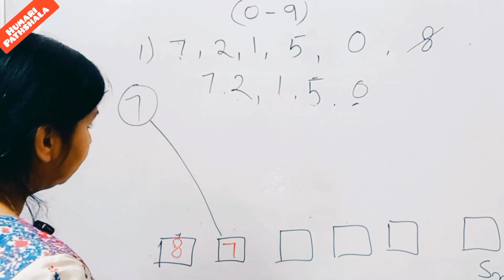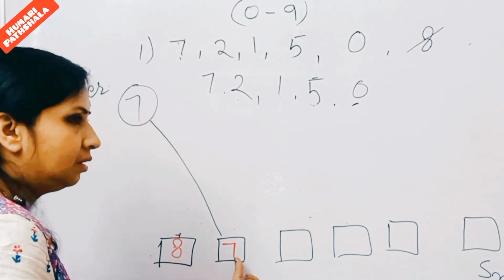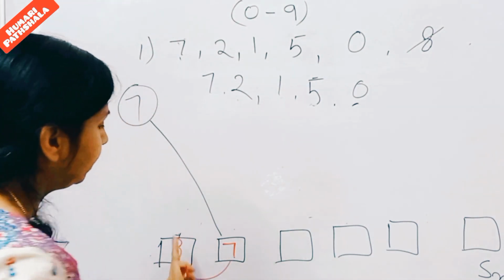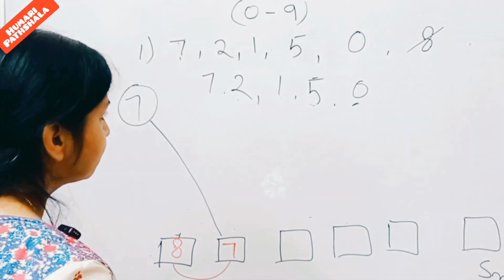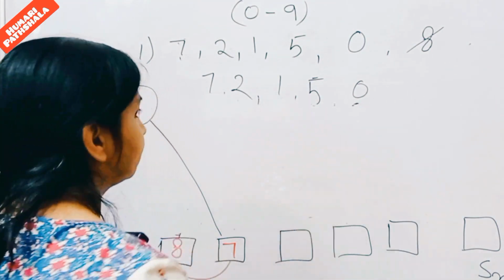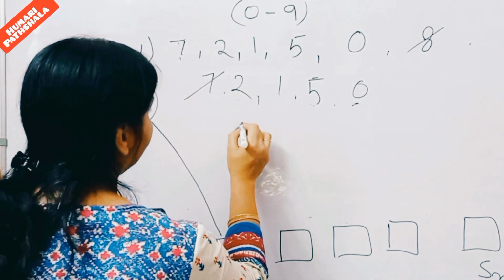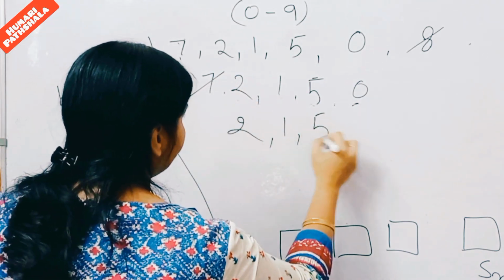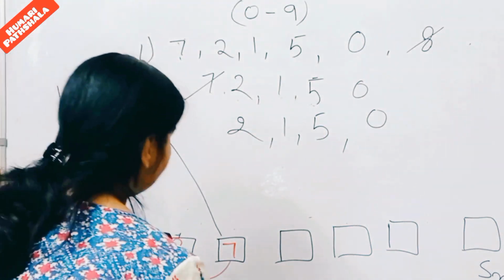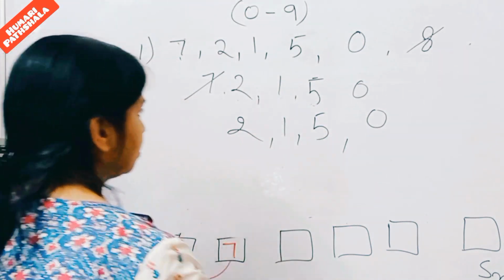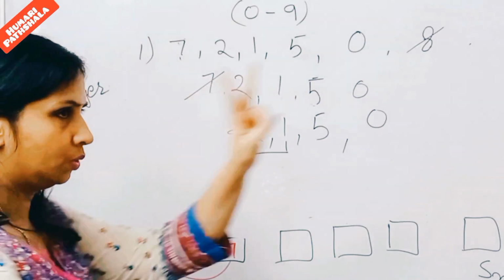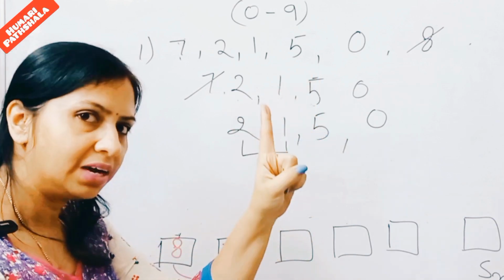You can see 7 is smaller than 8, but 7 is biggest in these numbers. Now cancel 7 and write the left out numbers: 2, 1, 5, 0. Now tell me, when we compare these two numbers, 2 and 1, which one is bigger?